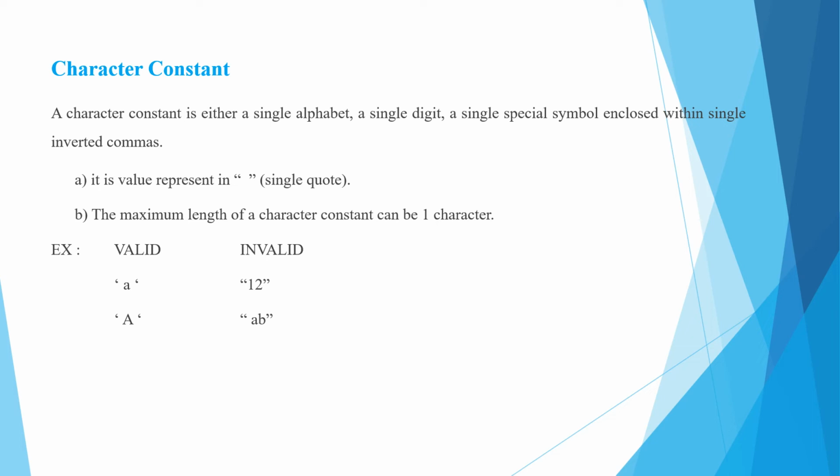A valid character is small letter 'a', represented in single quotes. An invalid one is "12", represented in double quotes. Capital letter 'A' is a valid character constant. "AB", represented in double quotes, is an invalid character constant.